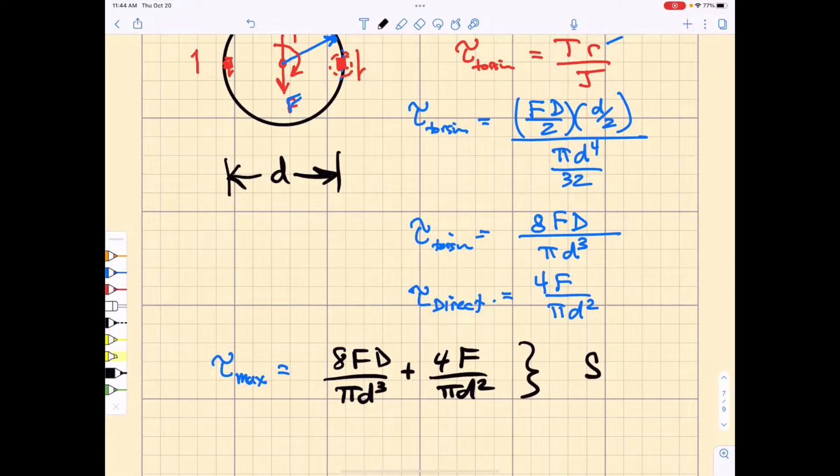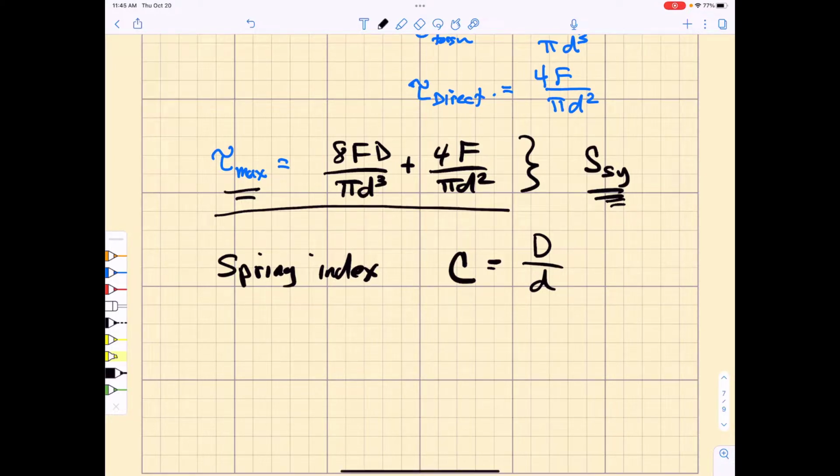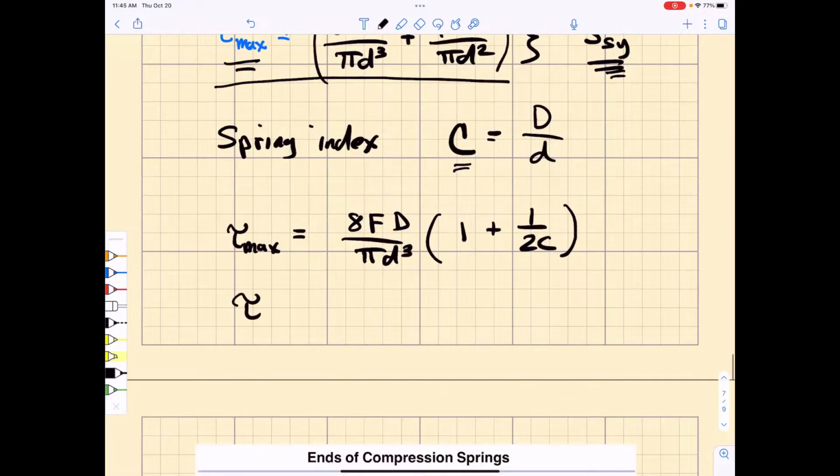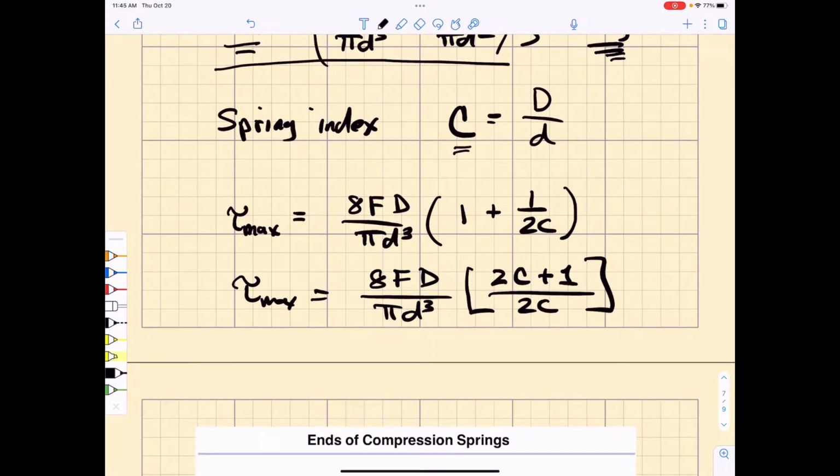So we want to know the shear yield strength of the material and make sure that our maximum stress is below the shear yield strength. But before we do that, we're going to introduce a constant C called the spring index, capital C, which is just equal to capital D divided by lowercase d. And we are going to rearrange this maximum shear stress equation written in terms of this spring index, which gives me my maximum shear stress being equal to 8F capital D over pi d cubed times the quantity 2C plus 1 over 2C, and this is called the shear stress correction factor.